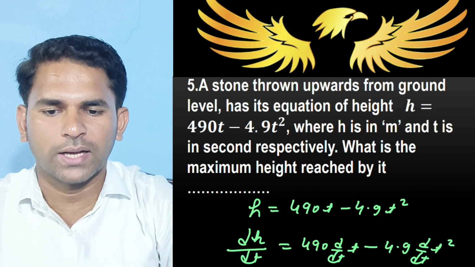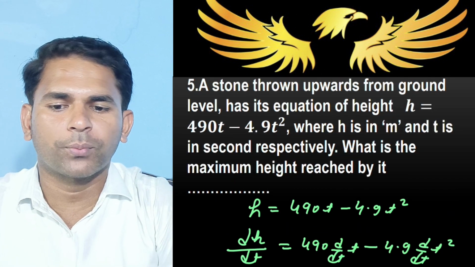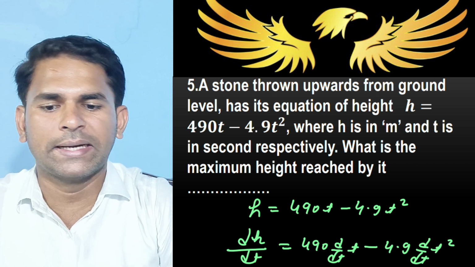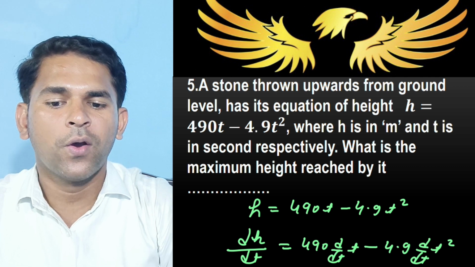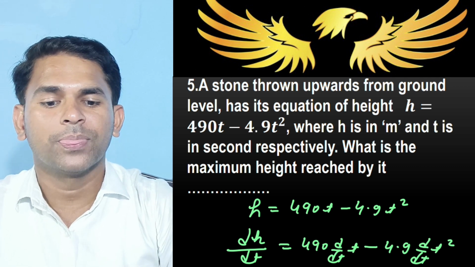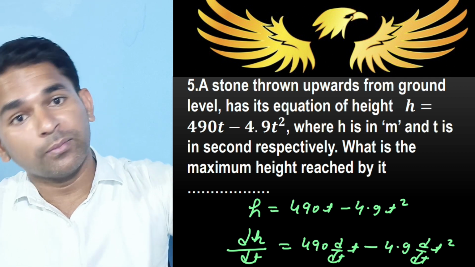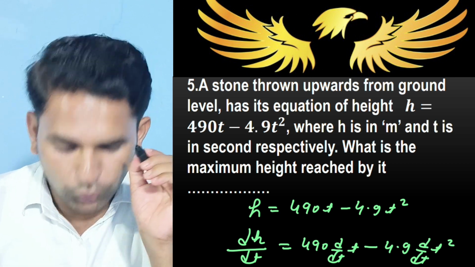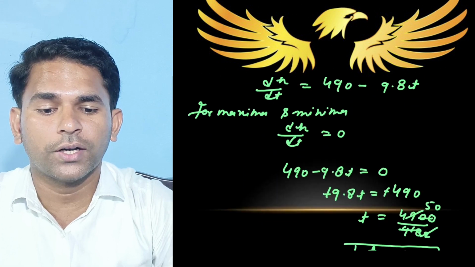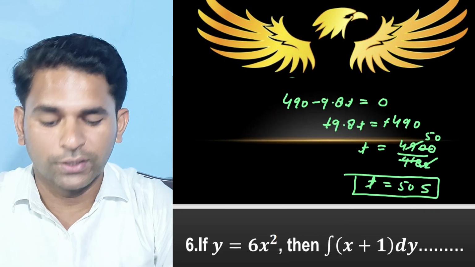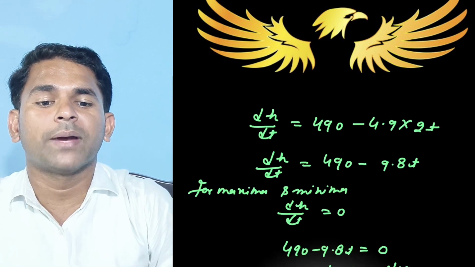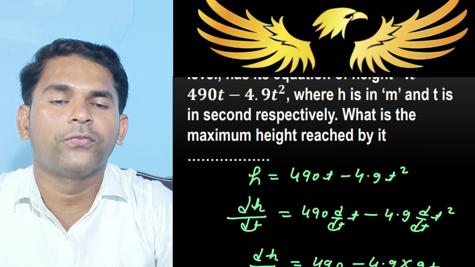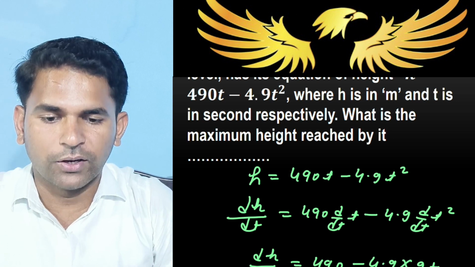So what are they asking? A stone is thrown upward from ground level, and its height equation is given, where h is in meters and t is in seconds. What is the maximum height reached by it? So they are asking for the maximum height. We got the time, t is equal to 50 seconds. So at t is equal to 50 seconds, we are going to find the maximum height. So we can apply the value of 50 here.